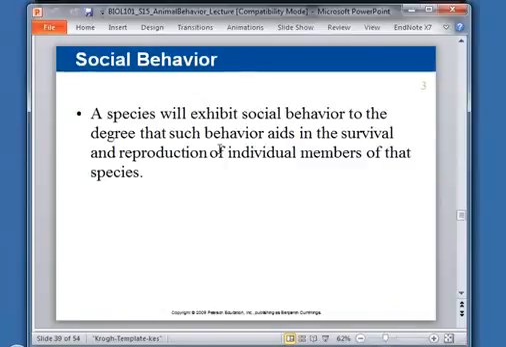And so a species will only exhibit social behavior to the degree that that behavior aids in their own individual survival and reproduction. So you may see animals, and it may look like they're being nice to each other, but really what's going on is each of them is acting in accordance with a set of rules that help it to maximize their own fitness. And so keep this slide in mind for a moment, because we'll get back to this part when we talk about altruism at the end of this presentation. So we will revisit this again.